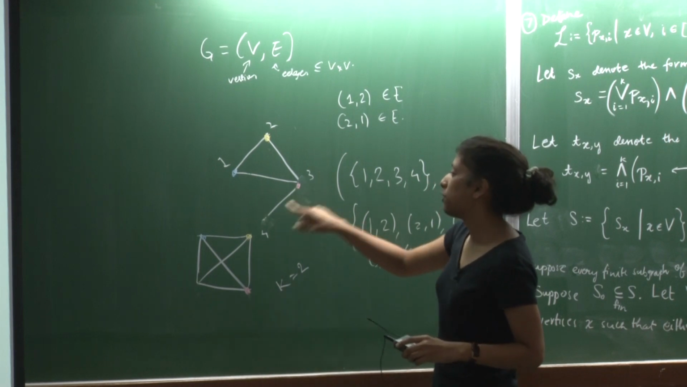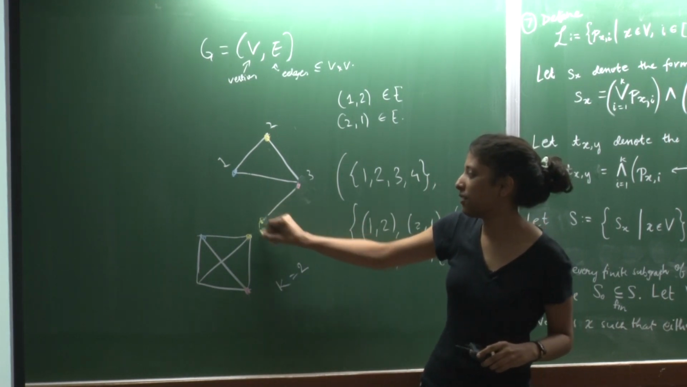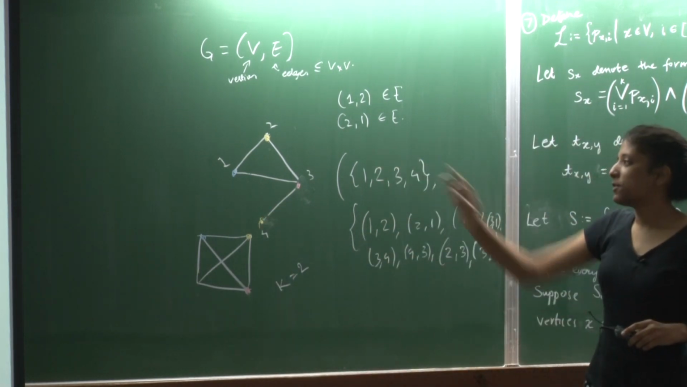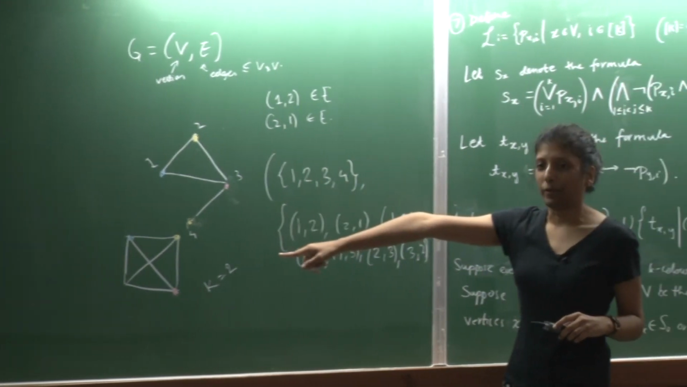Okay, so now you have 2 choices for this vertex 4. Either you can color it red or blue or yellow. Yeah, so this graph is also not 2 colorable, but it is 3 colorable. This graph is 4 colorable.